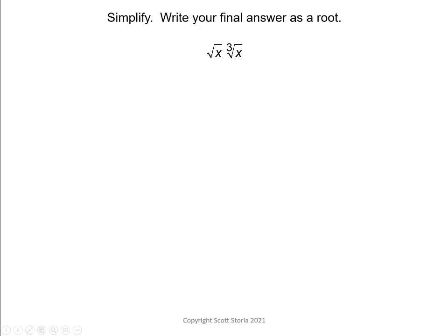How about this one? First, I'll rewrite into rational exponents. The first factor will have an exponent of a half, and the second an exponent of a third. Since my bases match and I'm multiplying, I can add the exponents. My least common denominator will be 6. For the first fraction, I'll use 3/3, and for the second, 2/2. I can now add and get 5/6. And when I write back to radical form, this will be the 6th root of x to the 5th.